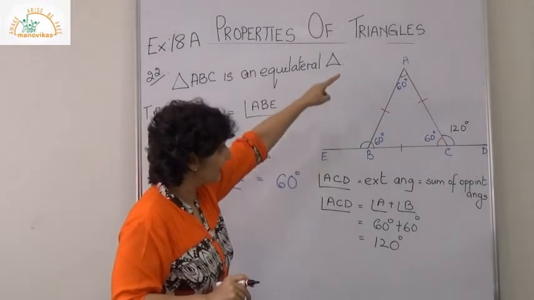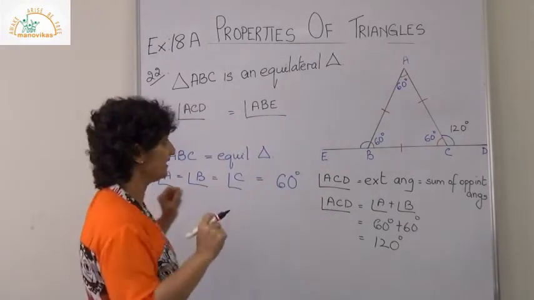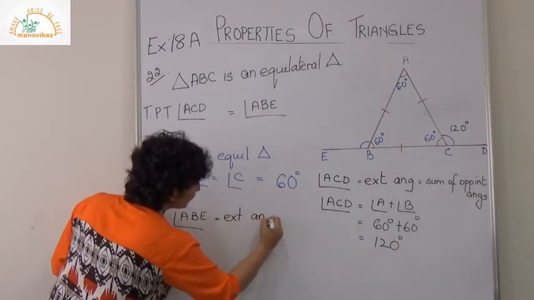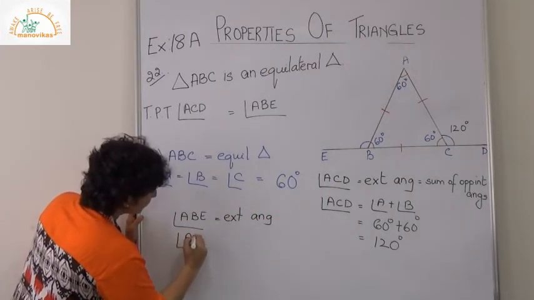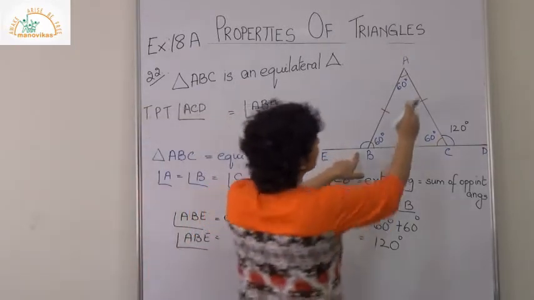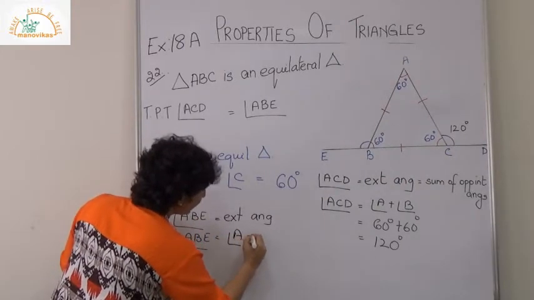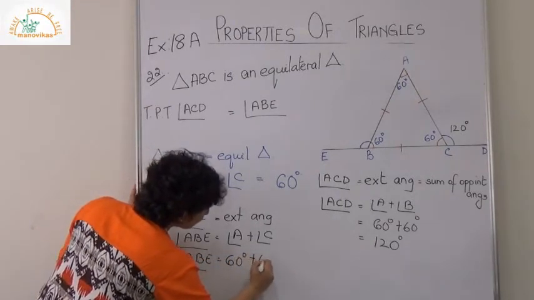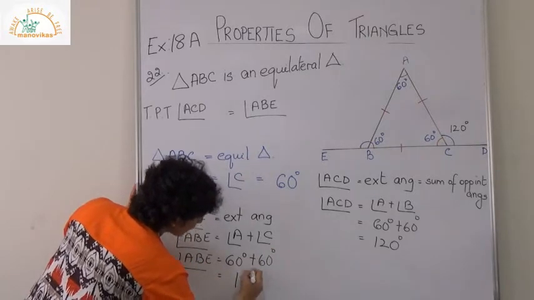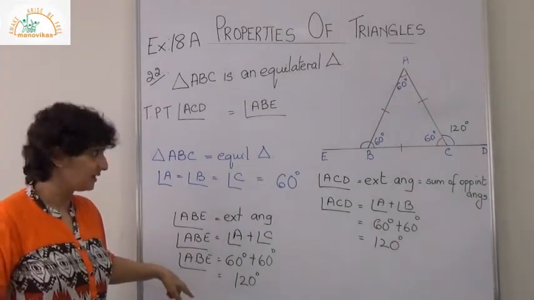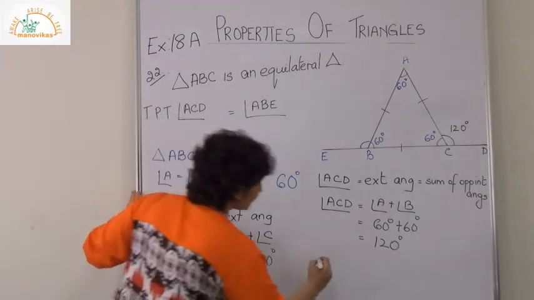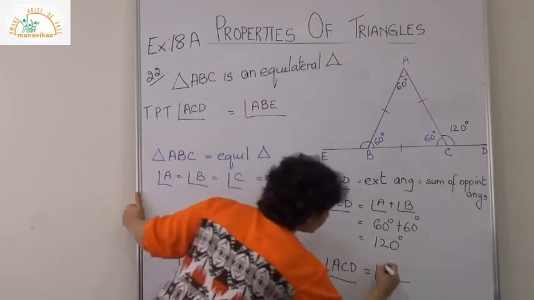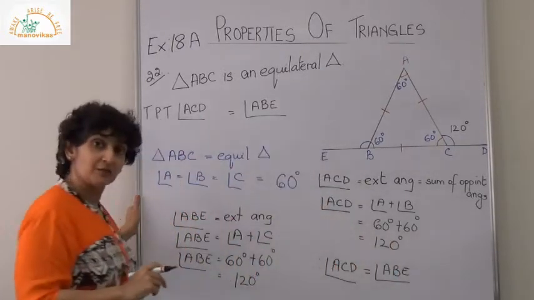Now, if you see this side, children, angle ABE is also your exterior angle. Correct? Angle ABE is also your exterior angle. So, what is that going to be? Angle ABE, that is this side, is equal to angle A plus angle C. So, angle ABE is also equal to 60 plus 60, which is equal to 120 degrees. So, both are equal, isn't it? Therefore, angle ACD is equal to angle ABE. I'm sure you've understood this.